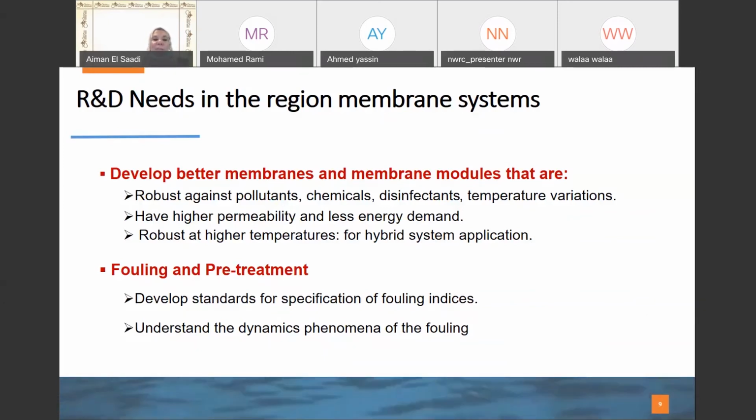Also, reverse osmosis technology is sensitive to pretreatment. So we must study and understand the physical phenomena of fouling and also fouling dissipation.